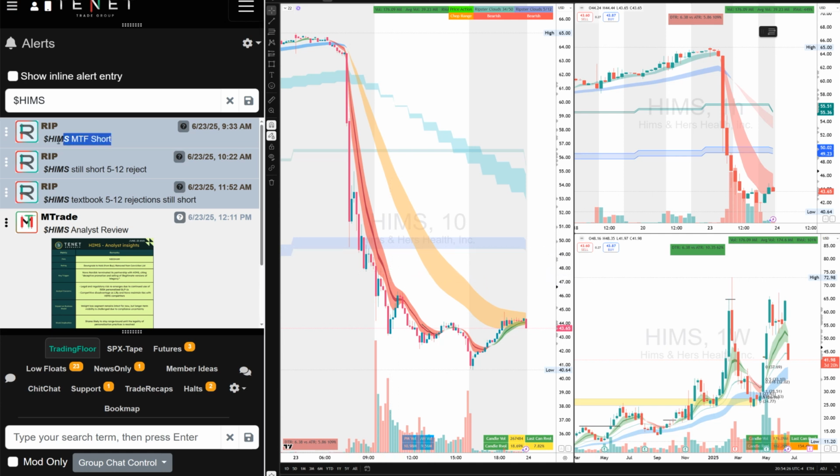Anyways, the guidance was the same. Whatever I just told you, I told the traders right away. MTF short, rejecting 512, still a short. 512 rejection, still a short.